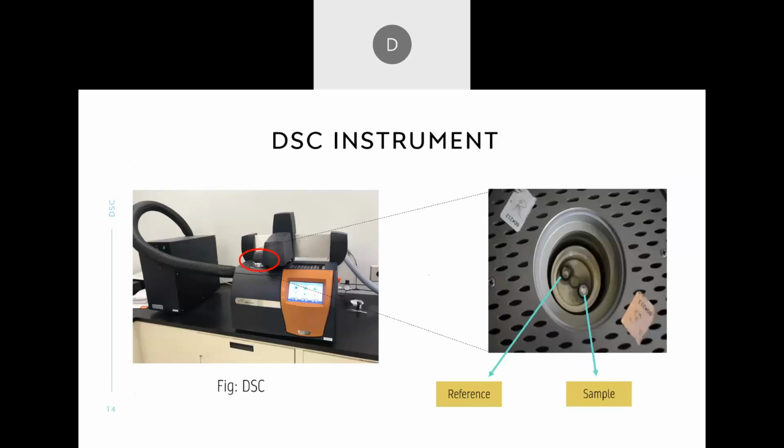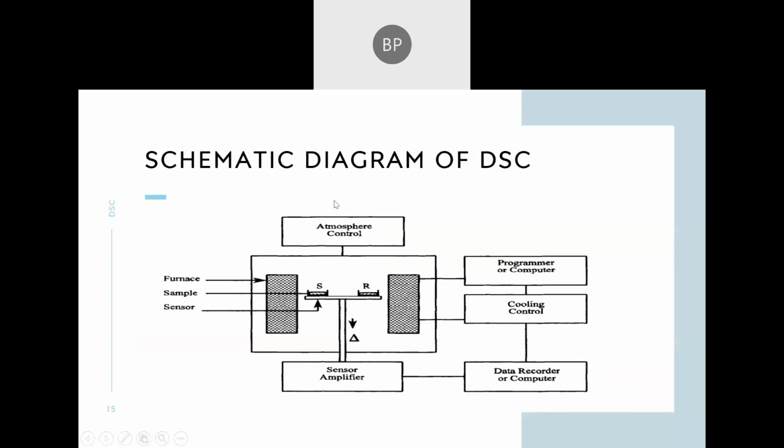This is the DSC instrument available in the laboratory. If you zoom in, we can see the crucibles in which the sample and reference are placed. This is the schematic diagram of DSC.